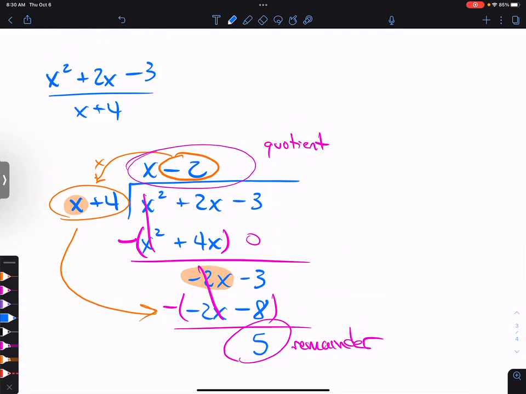So x squared plus 2x minus 3 divided by x plus 4 is x minus 2 with remainder 5. Which I could write like that, right? And just think about it the same way you would a mixed number. It's the whole number of times that it went in plus the remainder over whatever you were dividing by.